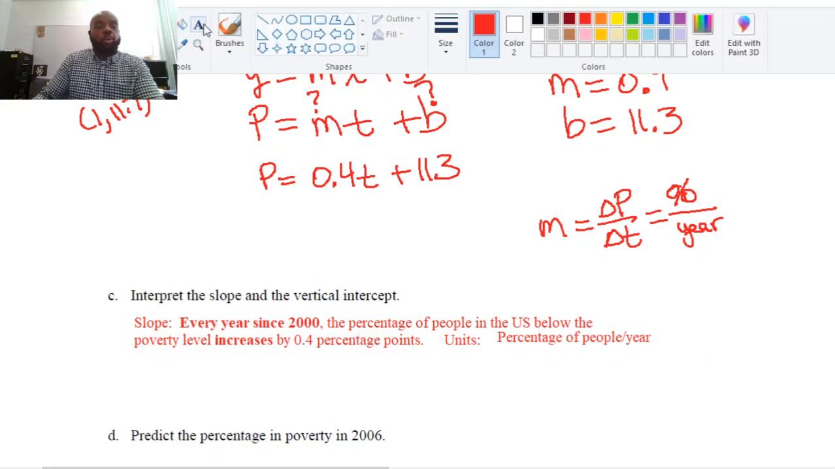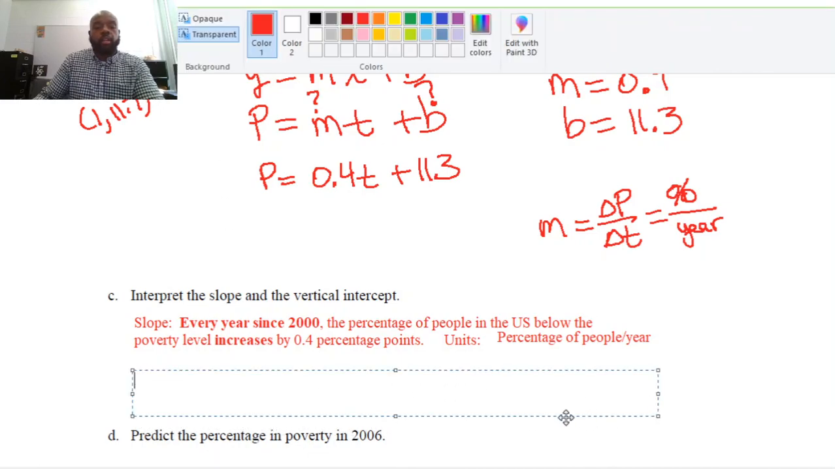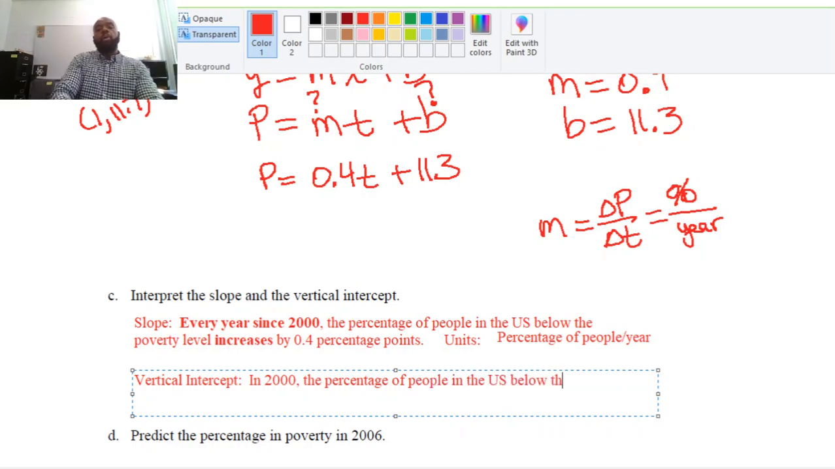All right, let's go to the vertical intercept. From our definition, your vertical intercept is the value of your output when your input is 0. When my input is 0, that's t equals 0. That represents the year 2000. So I'm going to say in 2000, my output, my percentage of people in the US below the poverty level is, and the output value was 11.3%, right? And this is a y value and it's in percentages, right? So I'm going to say 11.3%.